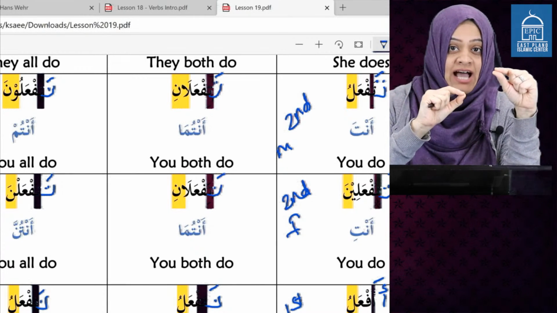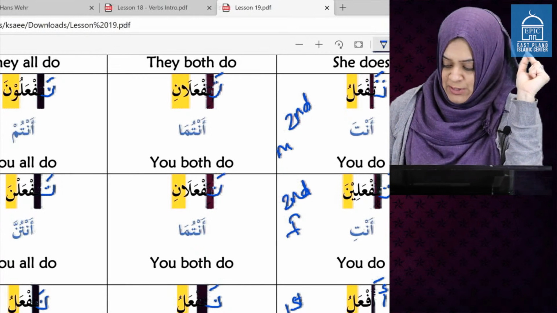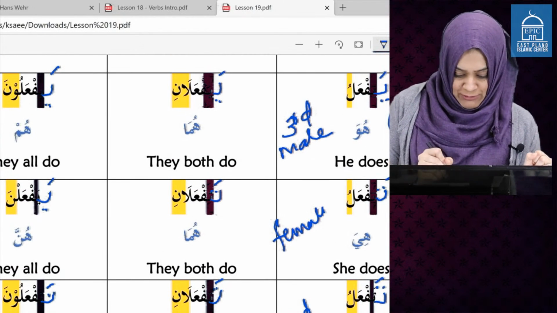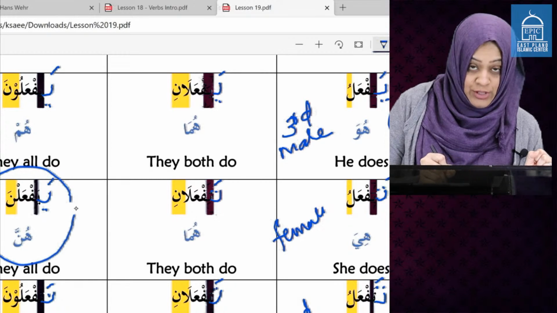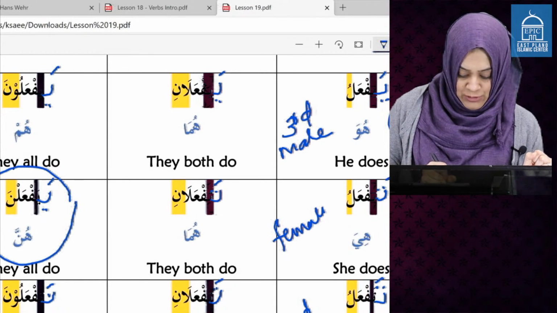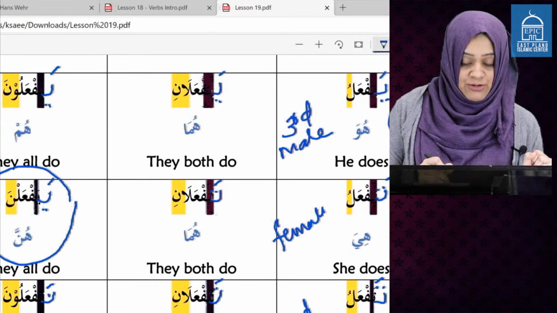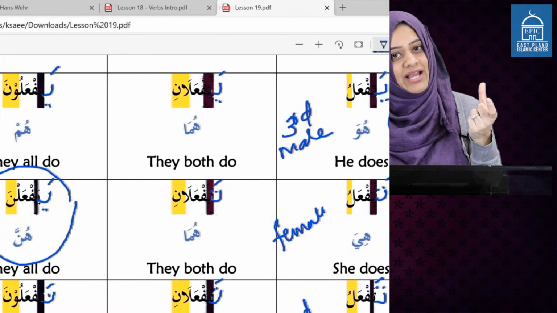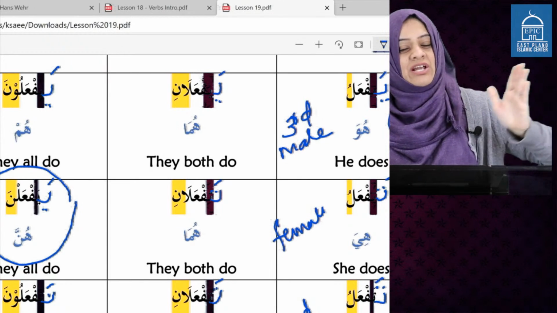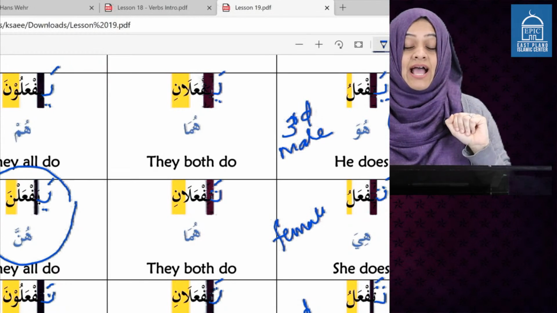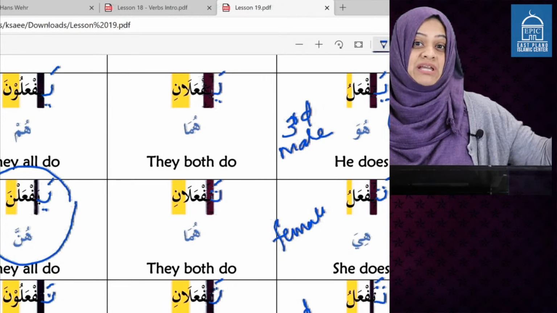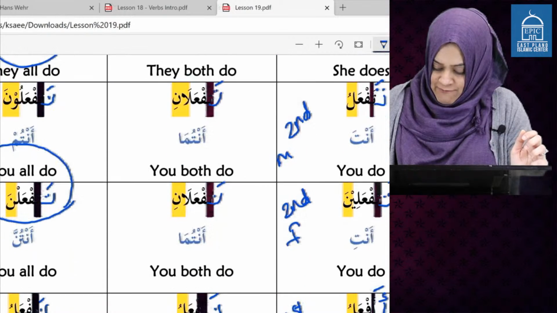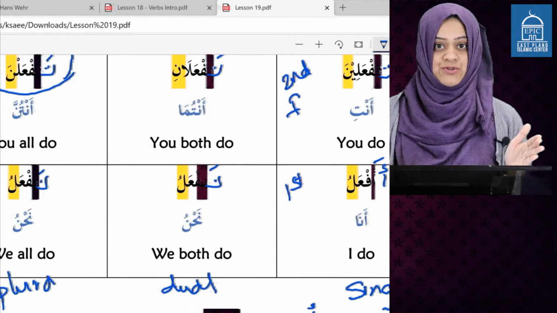Taf'alina, taf'alani, taf'alna. Look at this, I want to highlight this, okay? If you look at yaf'alna, third person female, and then if you look at second person female, the difference is what? The difference is between a ya and a ta. That's how subtle the difference is, okay? The ya makes it third person, yani them, they, right? And the ta makes it second person, meaning you all female, okay? All right. Then we have the last line, which is first person, okay?